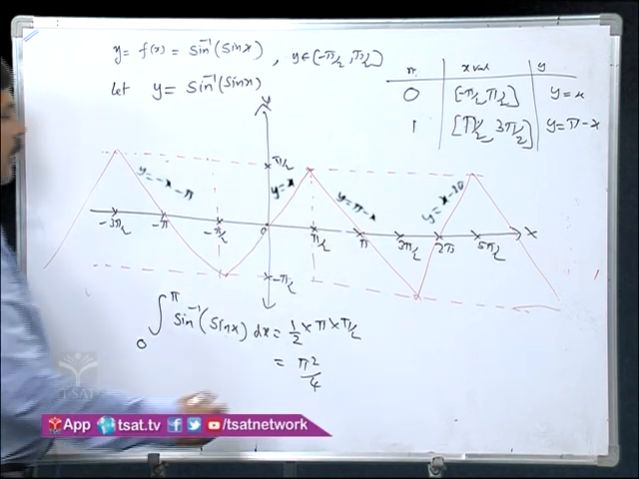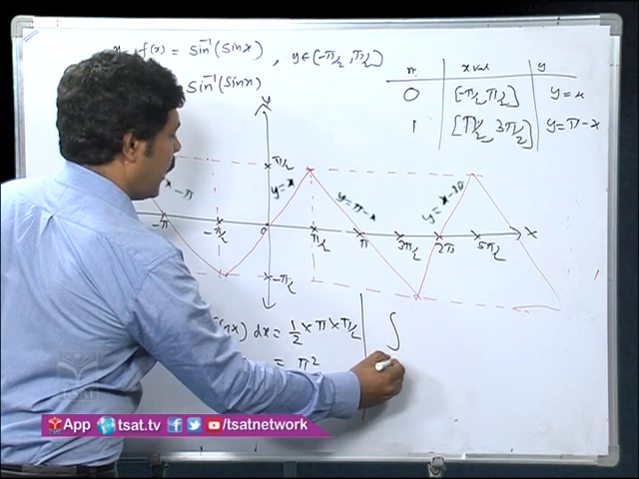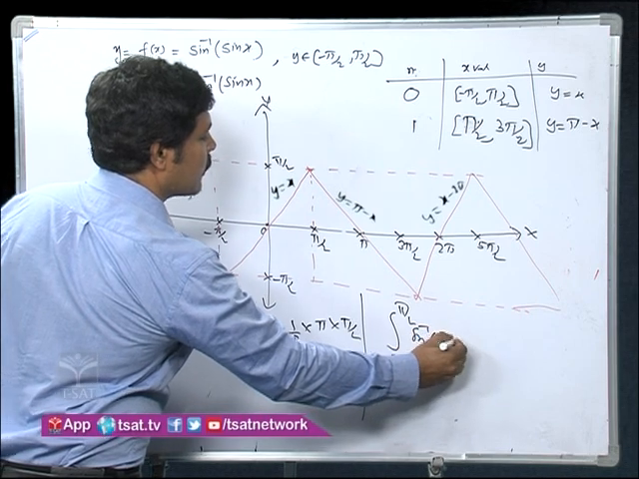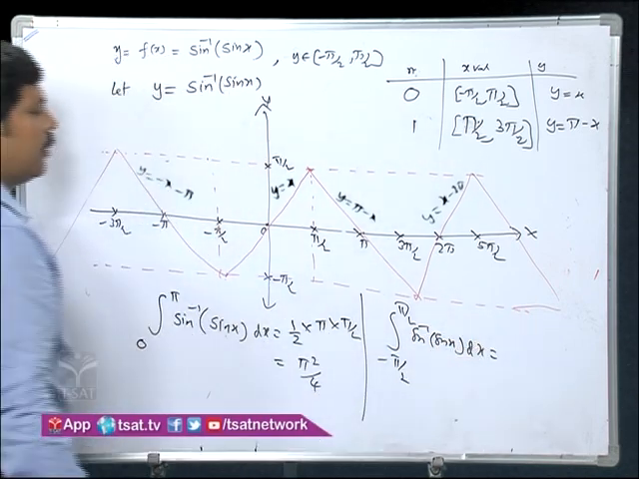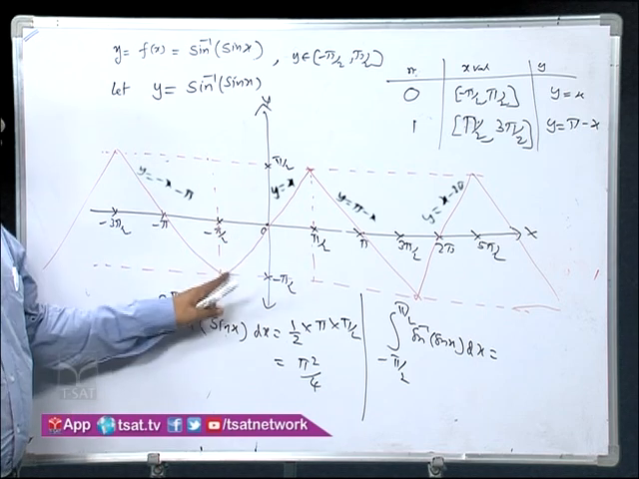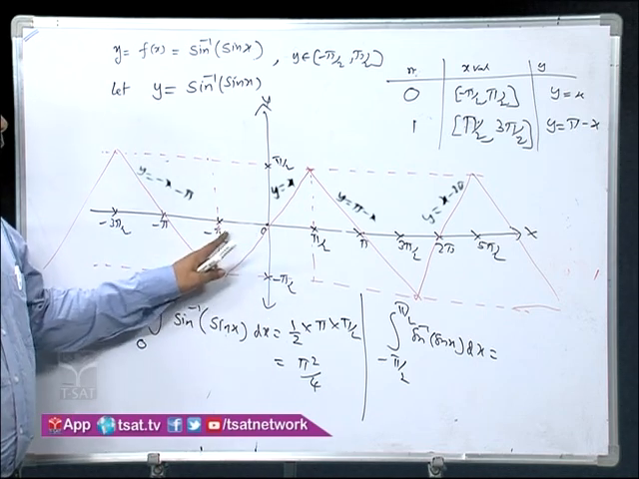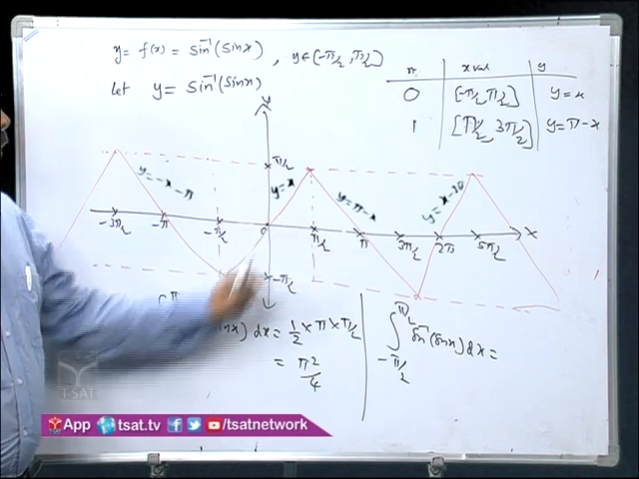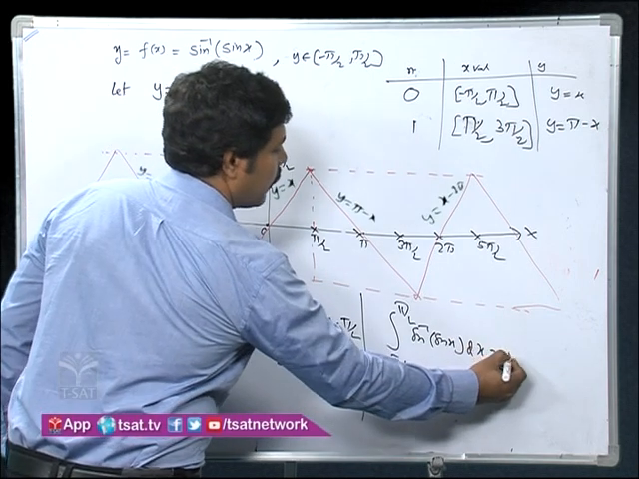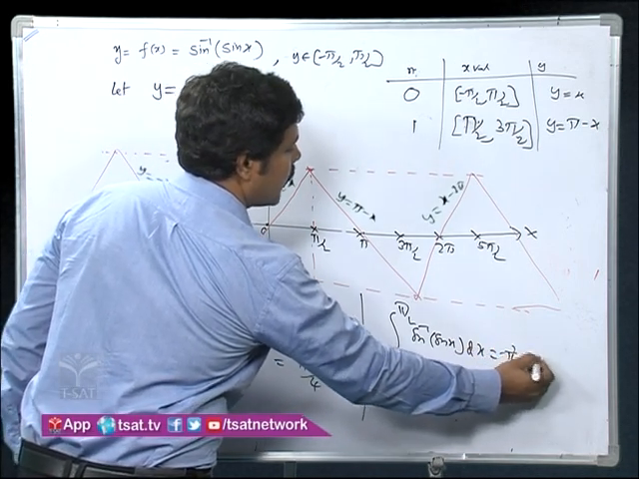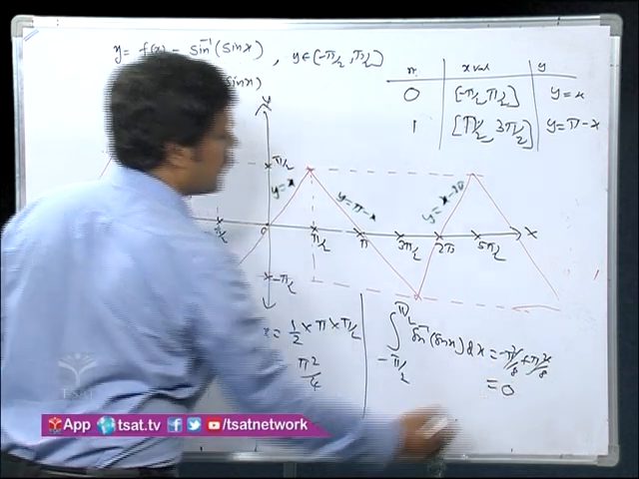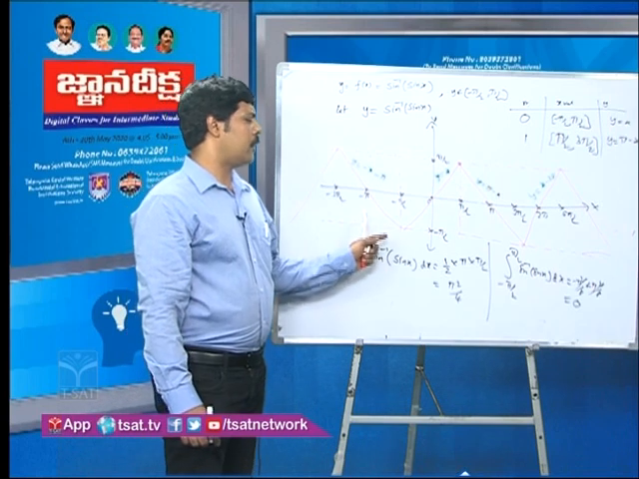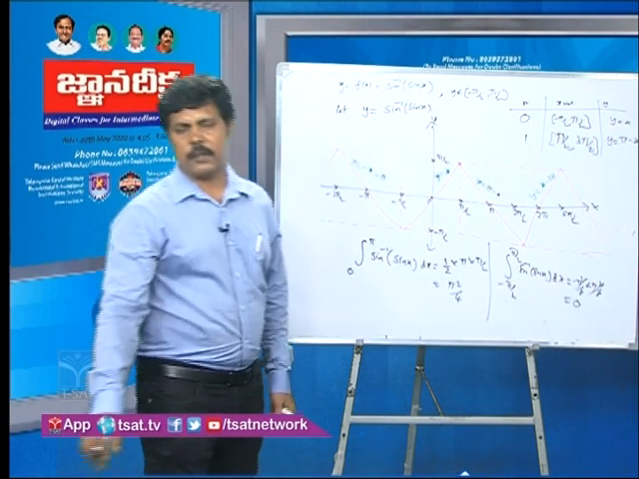But what about the integral from -pi/2 to pi/2 of sin inverse of sin x dx? From -pi/2 to 0 this is half of the triangle, giving minus pi square by 8, and from 0 to pi/2 it gives plus pi square by 8. Therefore, -pi square by 8 plus pi square by 8, both cancel, so the answer is 0. We can solve different integration problems like this by using this graph of sin inverse of sin x.